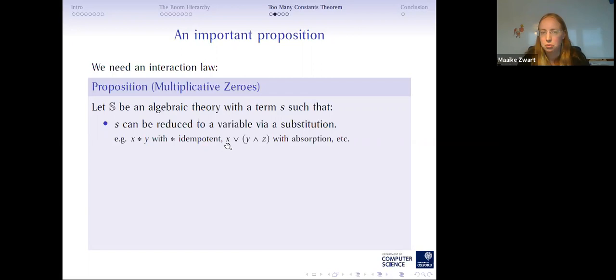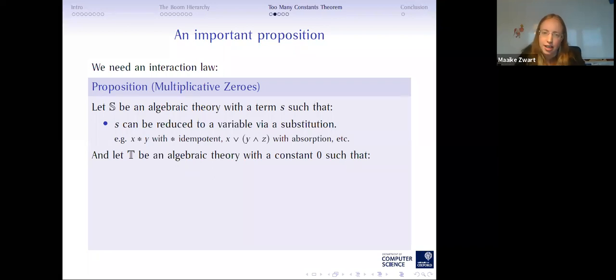Same with the absorption equation. This term here cannot be reduced to a variable, but if I substitute an x into either y or z, then suddenly it can. So I need a term that does that, so that after I do a substitution, suddenly I can reduce it to a variable.